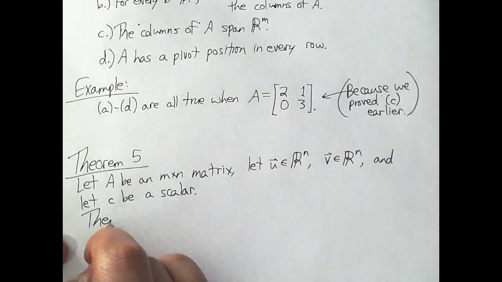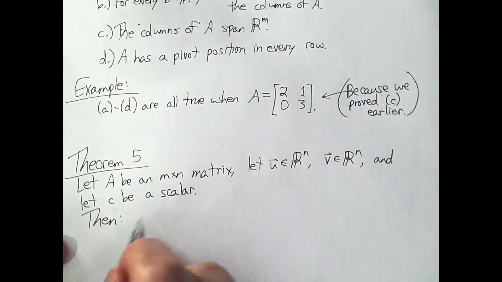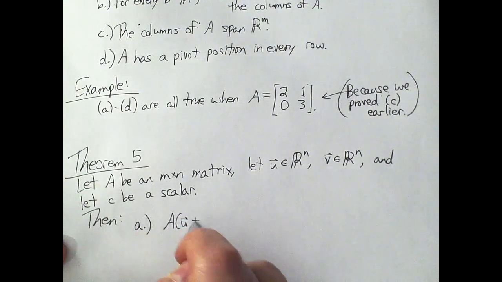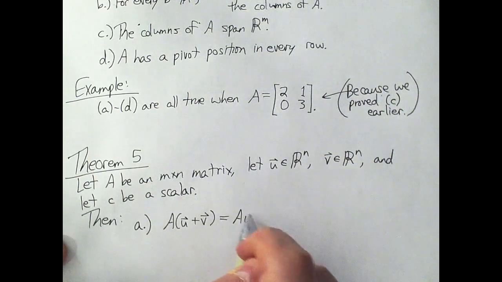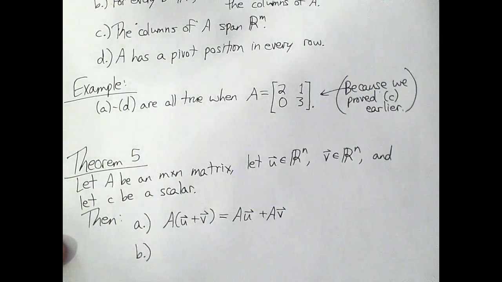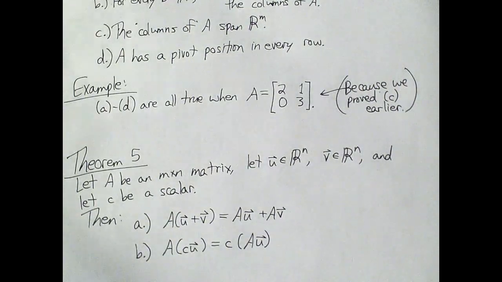All right, then this theorem has 2 parts. First one says A times (U plus V) is equal to AU plus AV. This is just about matrix times vector arithmetic. Next one says A times CU equals C times AU. Now, we had a list of properties, I think, in one of the previous lessons about properties of vectors and matrices and stuff. And these are some properties that we can add to that, I guess.